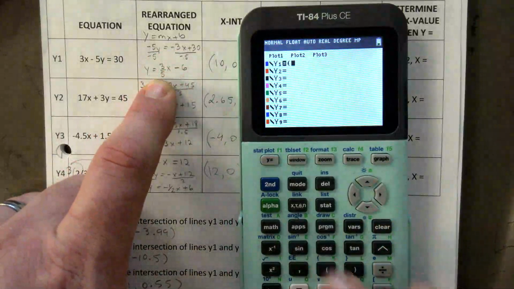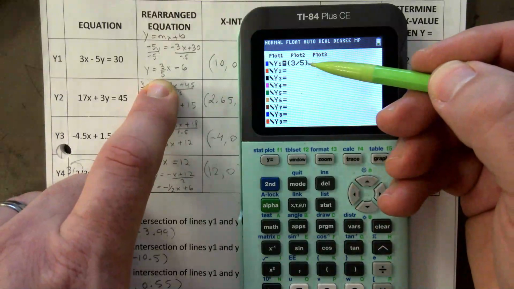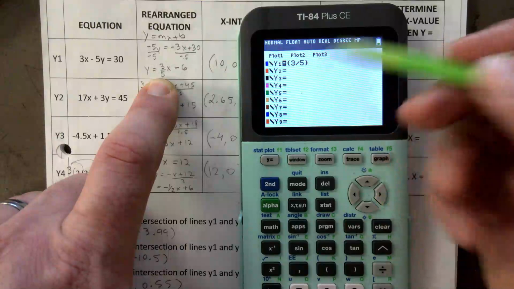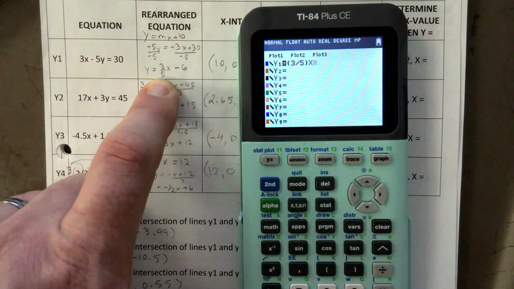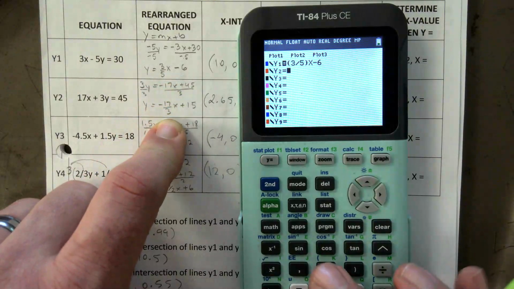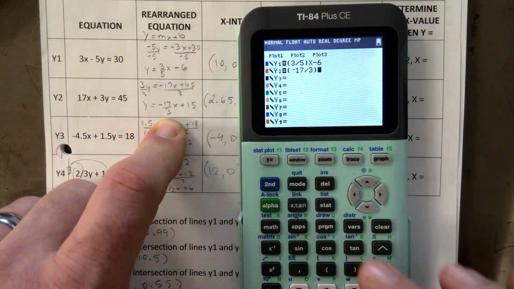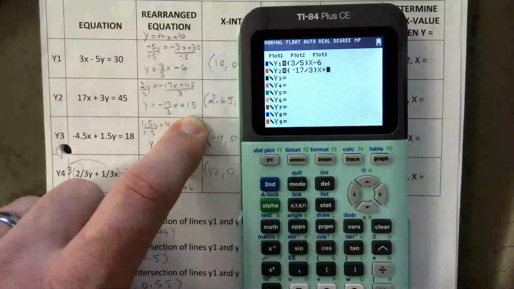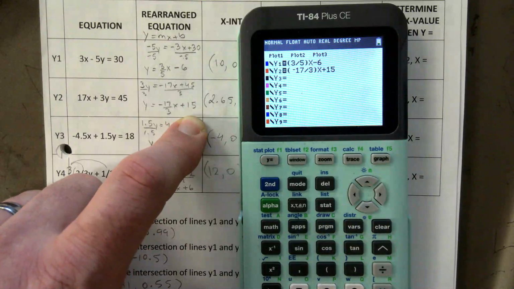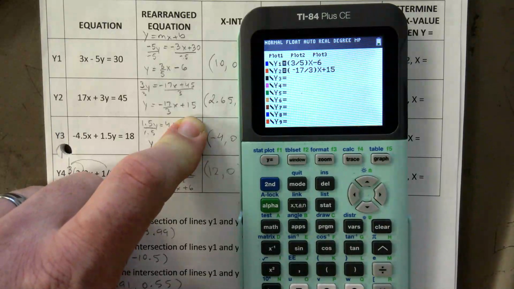Enter every single equation into your calculator here real quick. So watch how I do the coefficients, folks. I would strongly suggest you enter the 3/5 like this, and then slap the x right next to it. Okay, -6. See here again, I'm going to go -17 divided by 3. And I cannot emphasize how important it is to get your signs right. Something as simple as getting your sign wrong is going to yield a completely different graph.